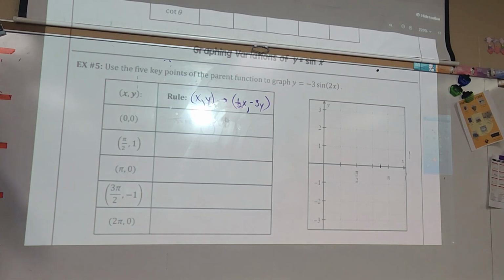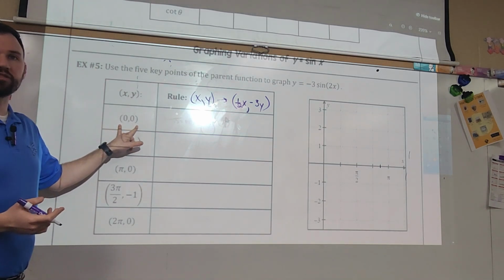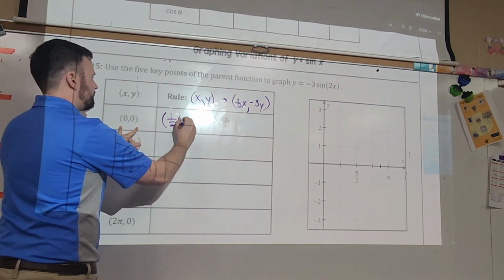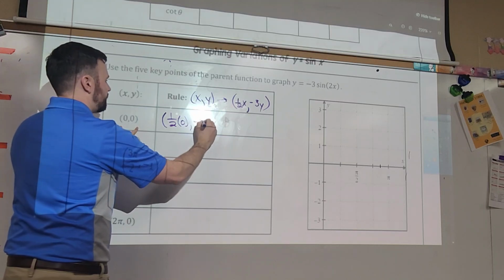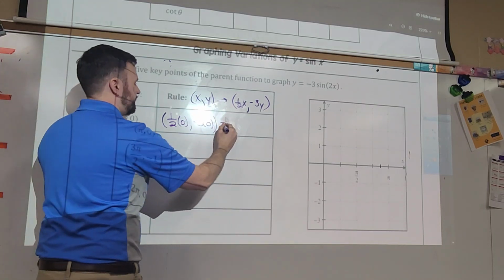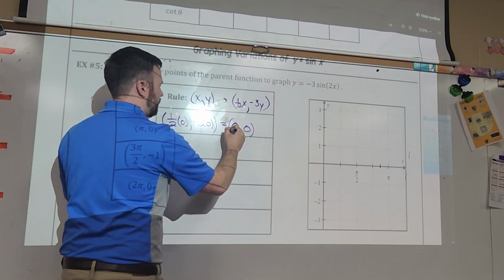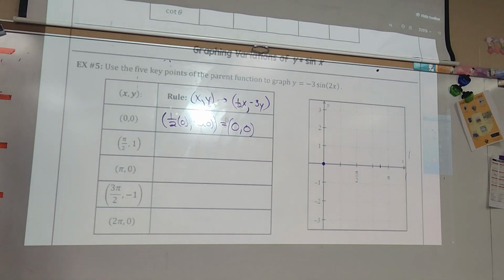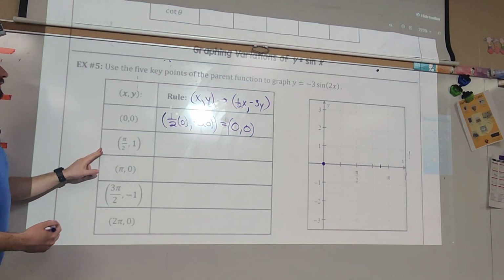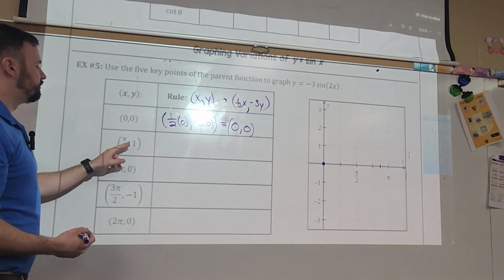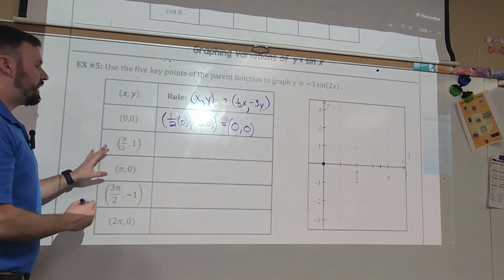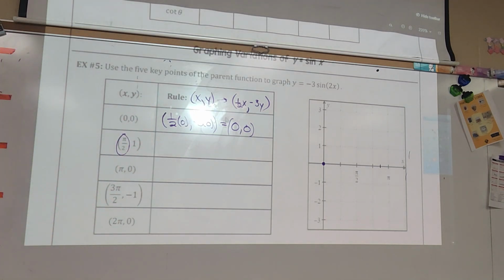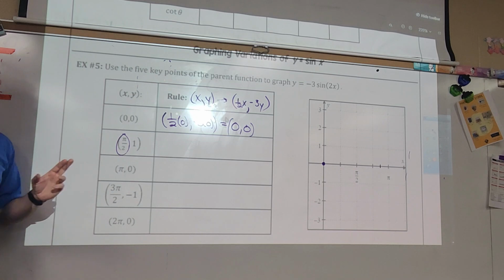Yeah, I could. But I know my normal point is 0, 0, right? So that's going to be 1/2 times 0, -3 times 0, right? So it is still 0, 0. And I know that's going to work because I always start with an intercept. So for my next one, I have pi over 2, 1. Now, could I plug pi over 2 into my function, solve it, and graph it? Yes, but I'm showing you a shortcut way to do these.